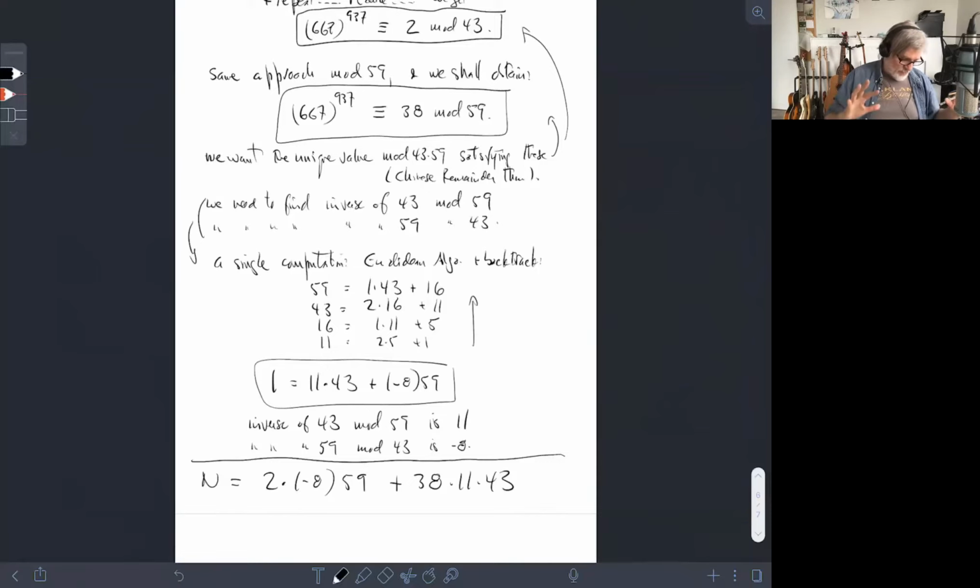Yes. Now, if you reduce it mod 43, the right-hand side is gone. Minus 8 times 59 will be 1. So you're left with 2, and that's exactly what we want. Okay.